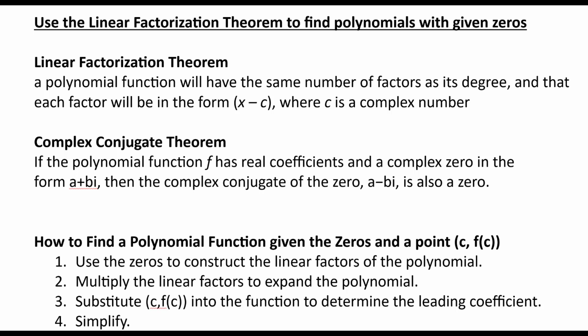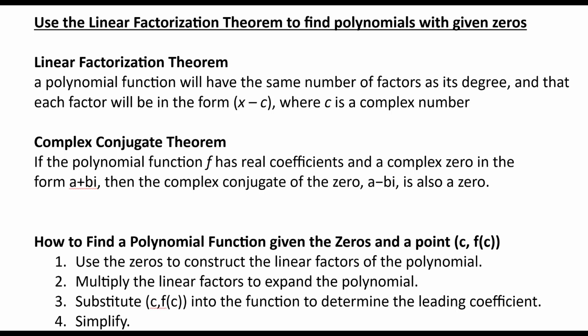Now let's talk about the linear factorization theorem. We use this to find polynomials with the given zeros. The linear factorization theorem says a polynomial function will have the same number of factors as its degree. That's kind of an extension of the fundamental theorem of algebra. And then each factor will be in the form x minus c, where c is a complex number. And again, a complex number could be real, could be imaginary, could be a combination thereof.